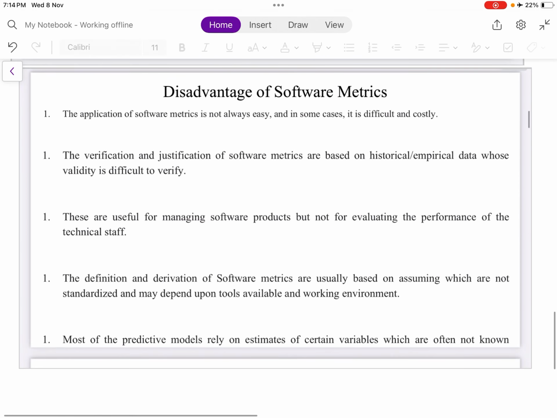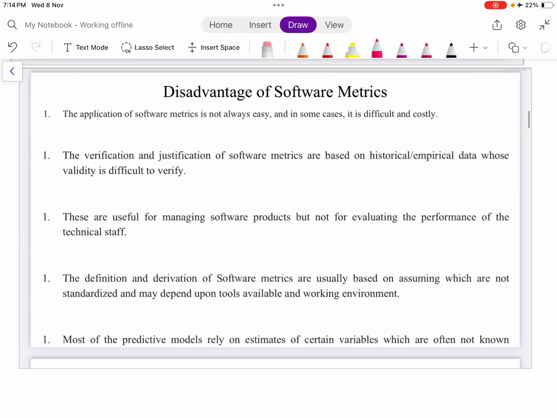What are the disadvantages of software metrics? The application of software metrics is not easy and in some cases it is difficult and costly. So the application of software metrics is not easy. In some cases it is costly also. The verification and justification of software metrics are based on historical or empirical data whose validity is difficult to verify. These are useful for managing software products but not for evaluating the performance of technical staff.